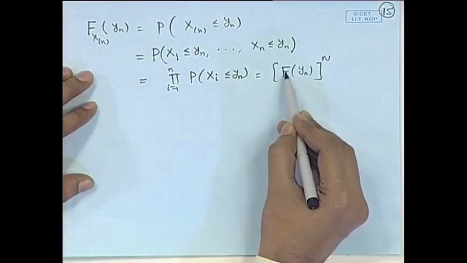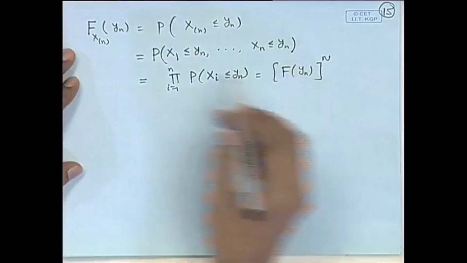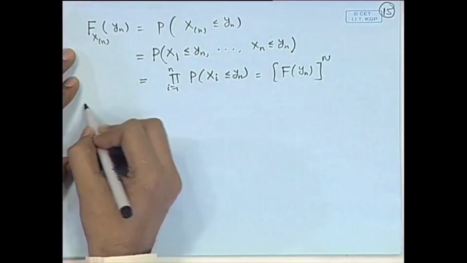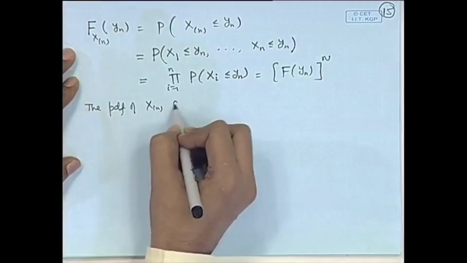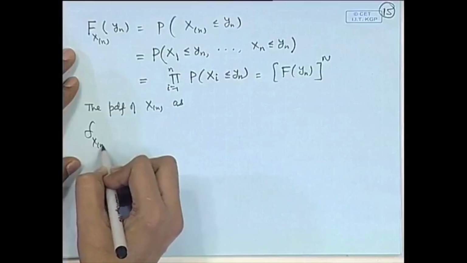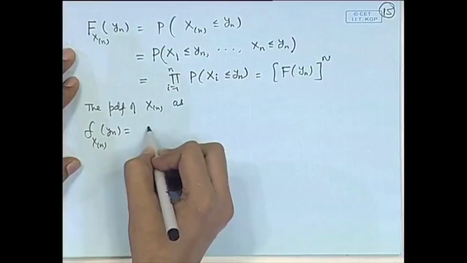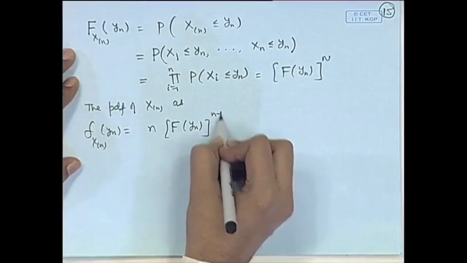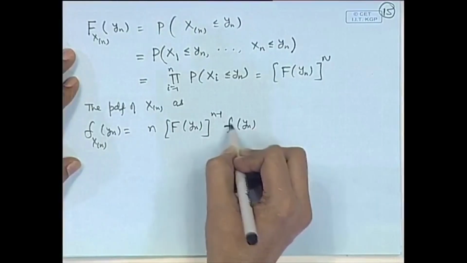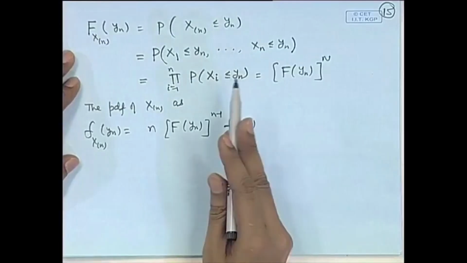If we are assuming the distributions to be continuous, then we can differentiate it and get the PDF of X(n) as n times F(y_n) to the power n minus 1 times f of y_n. So, using a direct CDF approach, the distribution of the largest can be determined.